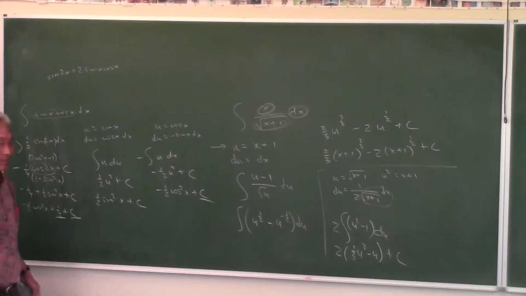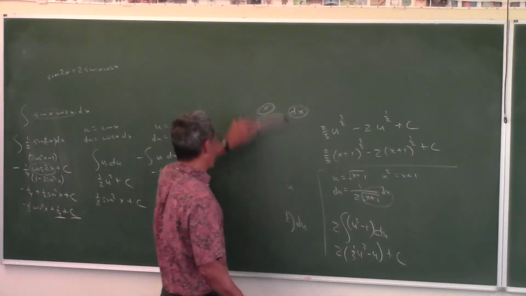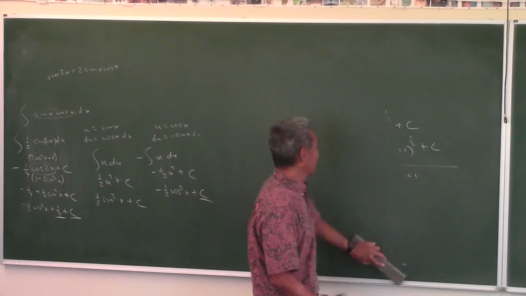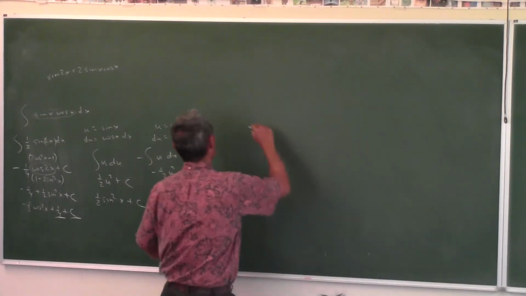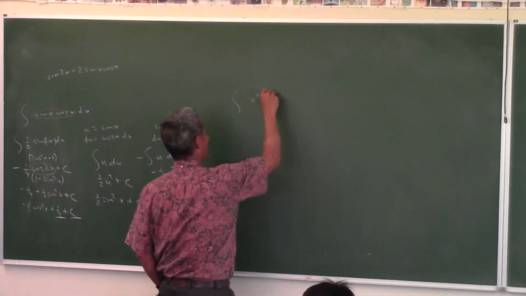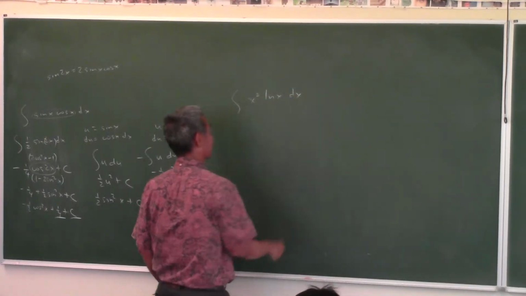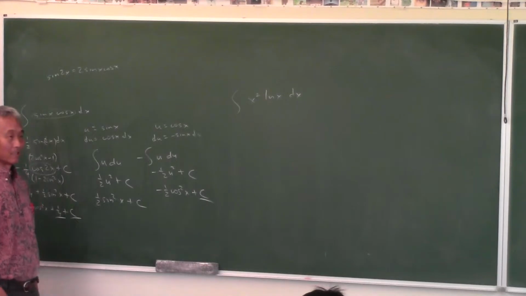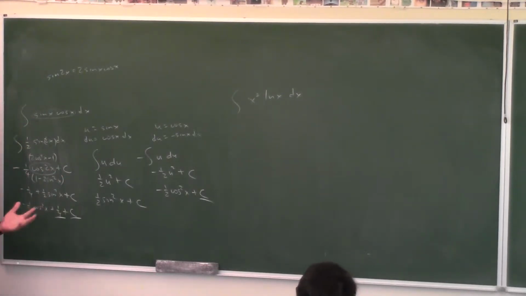What's the next technique we learned last year? What happens if you can't do a u substitution? Okay, let me give you an example. What if you get the integral of x squared ln x dx? It's not on the list. You cannot make a u substitution. So what do we use?